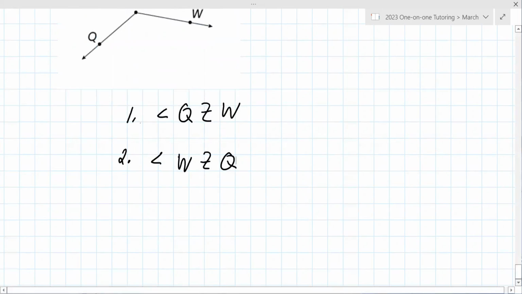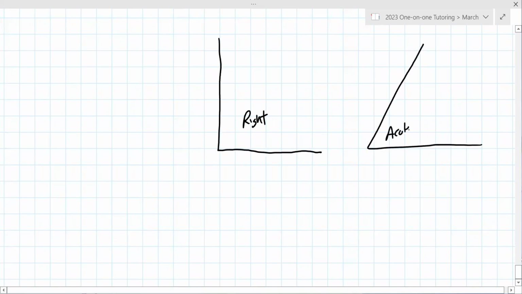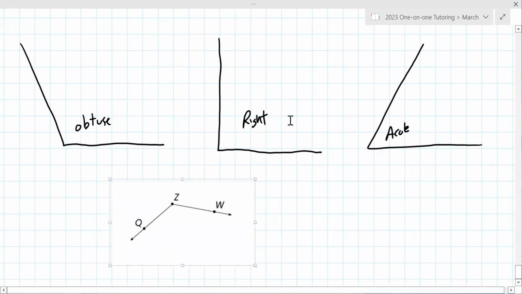Okay, so let's go to the actual problem here. But before we do, I'm going to draw three angles, starting by drawing one here in the middle. This is a right angle. This one on the right here is an acute angle. What is the difference between the right and the acute angle? The right is bigger and the acute is smaller. Okay. Now let's look at the obtuse angle. The obtuse is bigger. Yes. Now let's go back and look at the one that you were given. Does it most resemble the obtuse, the right, or the acute?